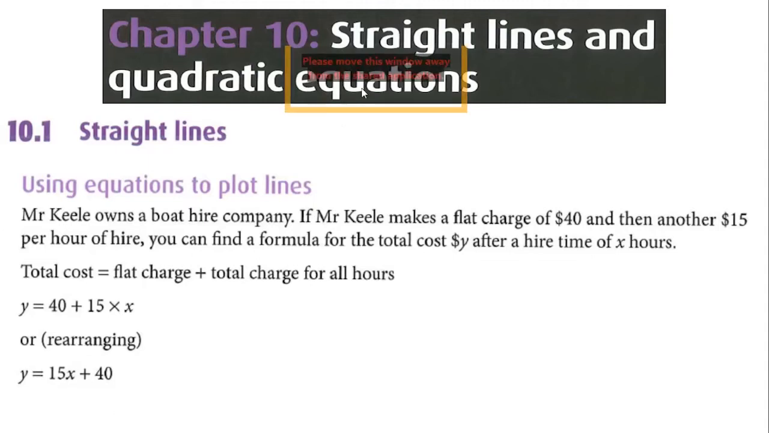So you have a fixed flat charge that you should pay at the moment that you are hiring a boat. And then for each hour that passes, you should pay $15, $15 for each hour. So in total, you will pay $40 plus 15 times x. And x here represents the number of hours that you will use the boat that you are hiring, okay? So as a result, the total cost will be the flat charge, so this $40 is paid at the moment that you are hiring the boat, plus the total charge for all the hours that you are using.